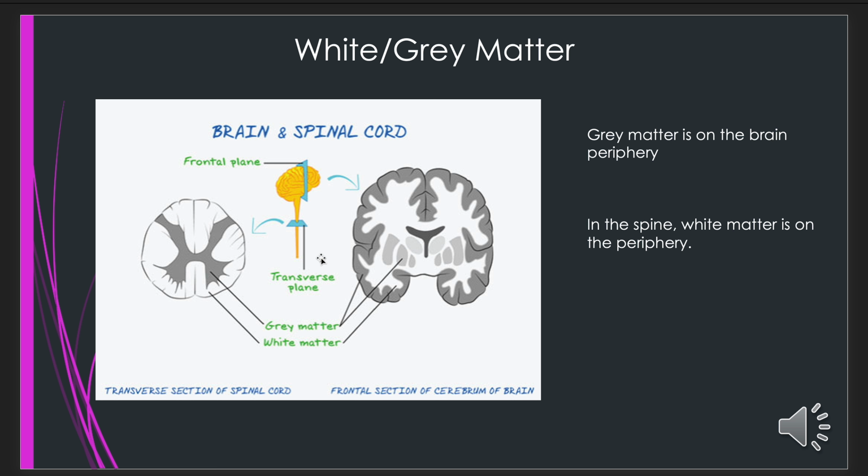All right. In any case, you should know that the gray and white matter switch their positions in the brain. The gray matter, the body of the neurons, is towards the periphery, the outside of the brain, generally speaking, and the white matter is on the inside. That's for the brain. For the spinal cord, it's the opposite.